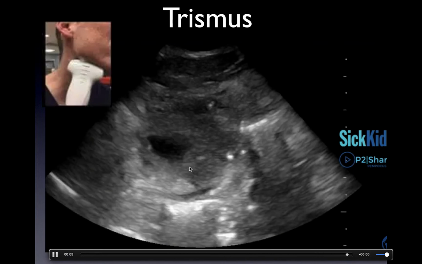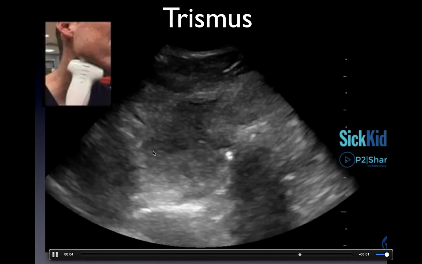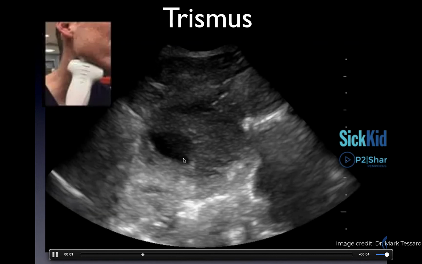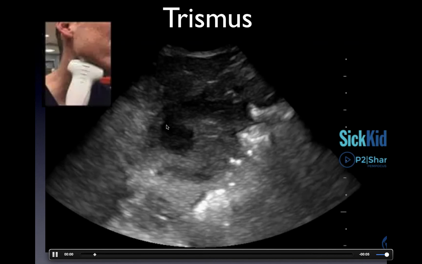So this is a peritonsillar abscess in an autistic child who would not open their mouth, and so they had an ultrasound diagnosis of a peritonsillar abscess on this transcutaneous view.